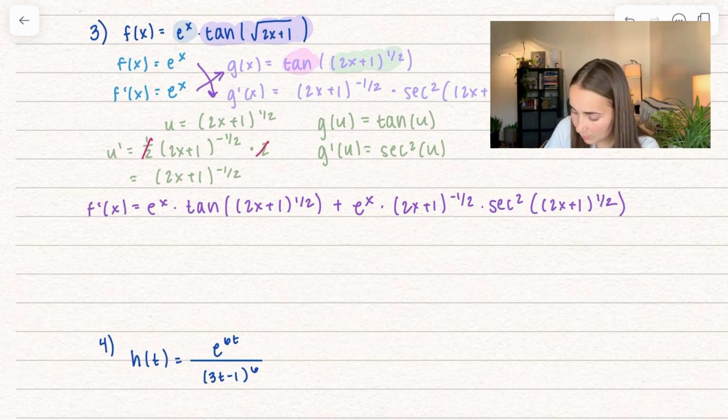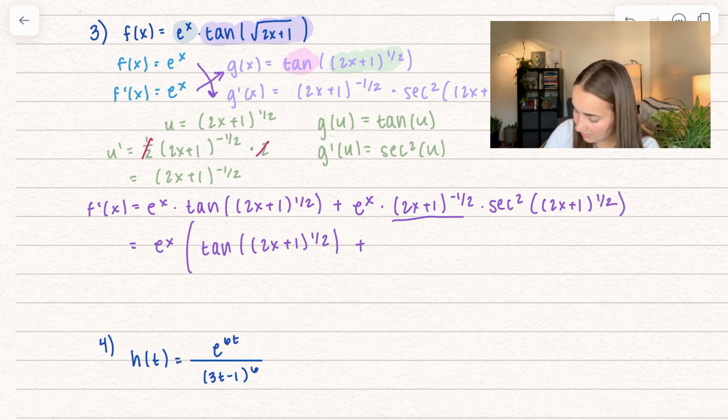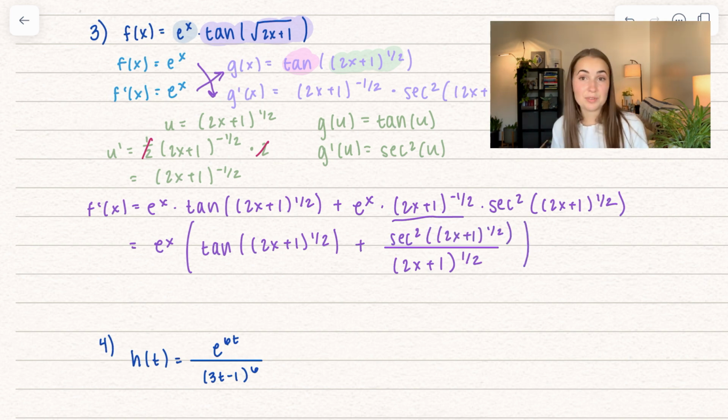So I'll simplify it out a little bit. I notice here I can pull an e to the x out of both of these. So I'm going to pull out an e to the x plus, and now I can bring this right here to the bottom since it has a negative exponent. So I get 2x plus 1 to the positive 1/2 divided by, and I would say that's pretty simplified at that point. So that's how we can use product rule with chain rule.